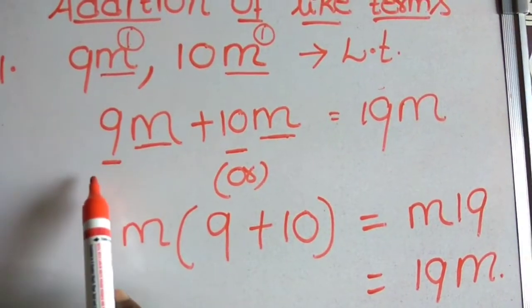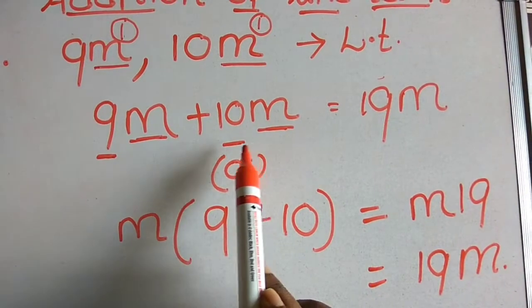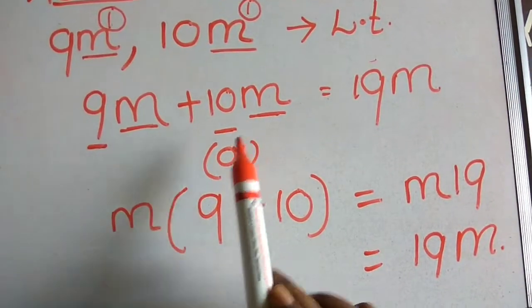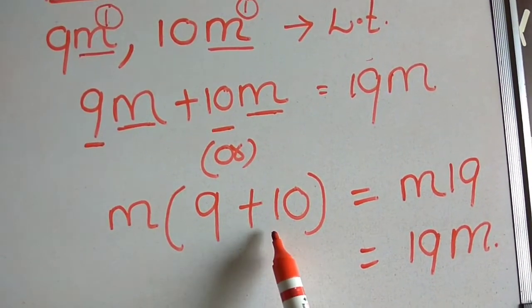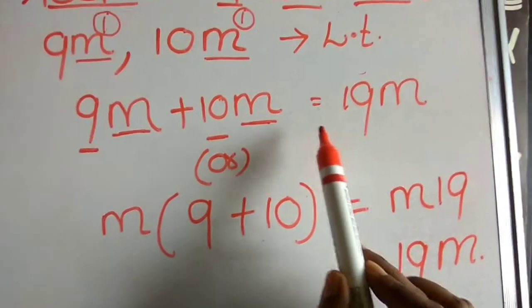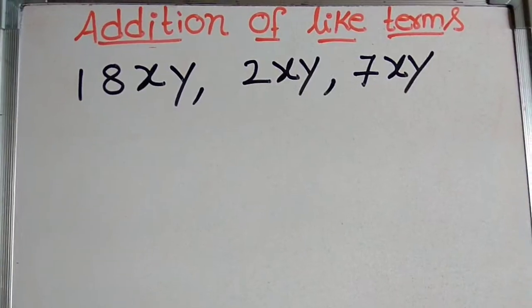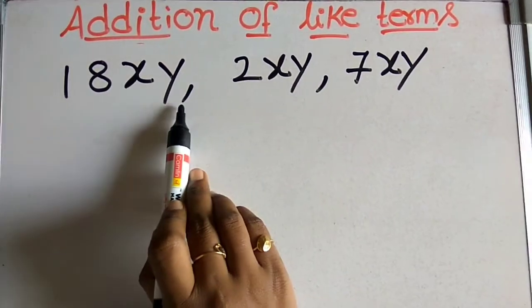First check. Already here we have like terms, so there is no need of checking, but every time whenever you are adding, you have to check whether the given terms are like terms or not. If the given terms are like terms, then this is the method you have to follow. Now let us see one more.